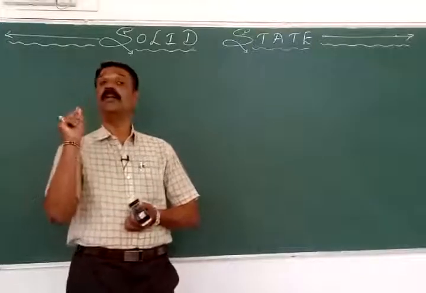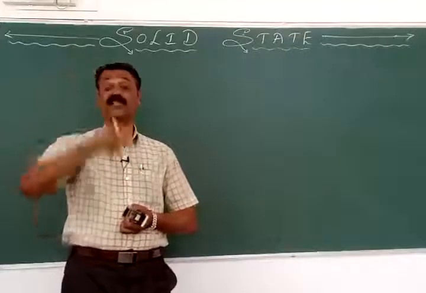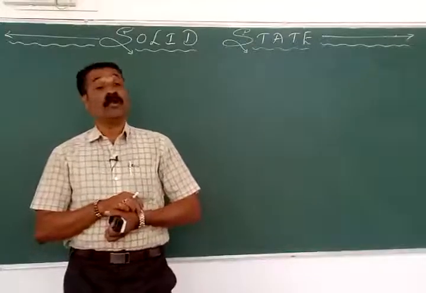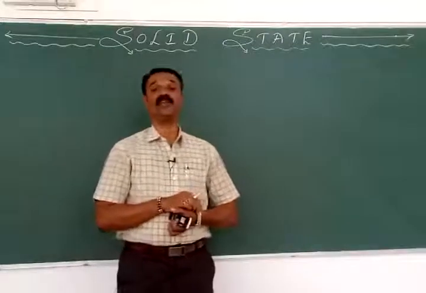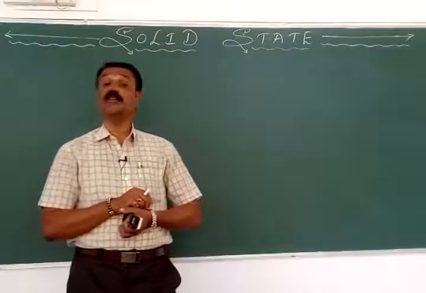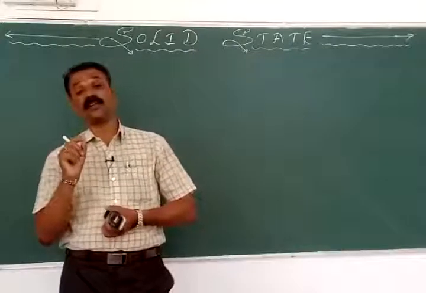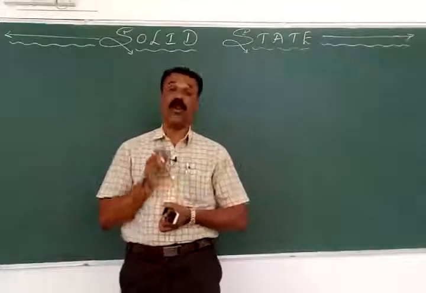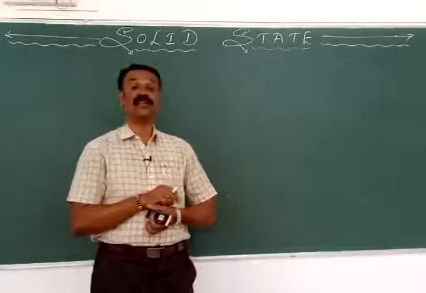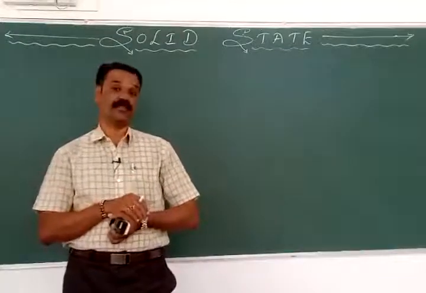Suppose the particles are present along with the corners, and also exactly at the center of the whole crystal system, then it is considered the body centered unit cell. Suppose the particles are present at the corners along with the centers of each face, then it is called face centered. Suppose the particles are present at the corners and also at the centers of the opposite faces only, then it is called end centered unit cells.